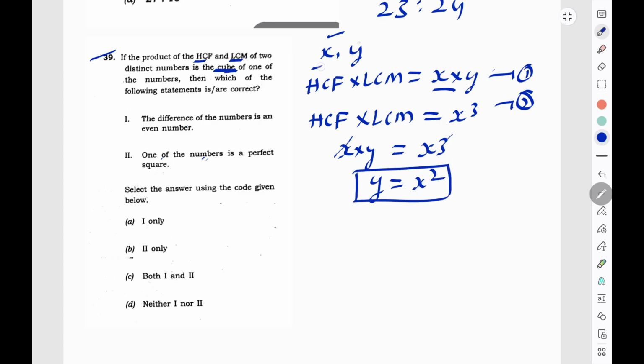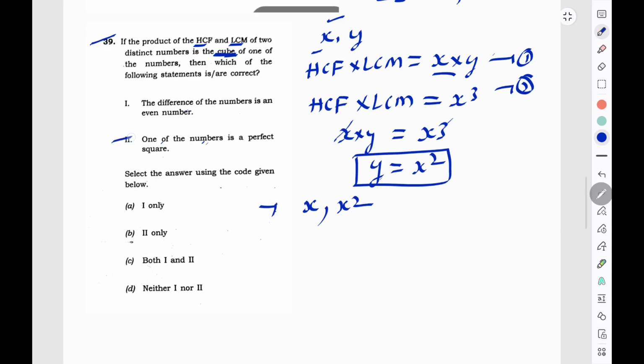So here the numbers are x and y. The first one is x and the second one is y. For y, we are getting the value x square. Now the numbers are x and x square. Observe the second statement: one of the numbers is a perfect square. One is x, another number is x square, which means x square is a perfect square. Therefore, the second statement is correct.